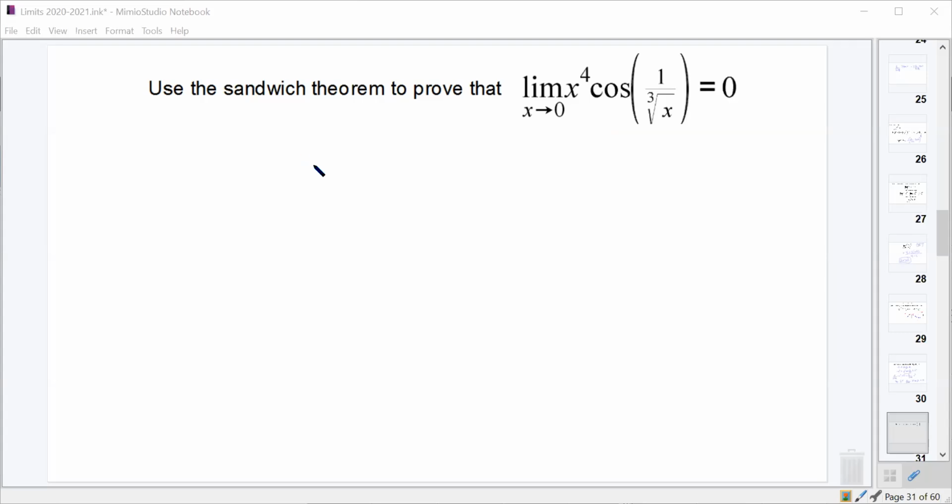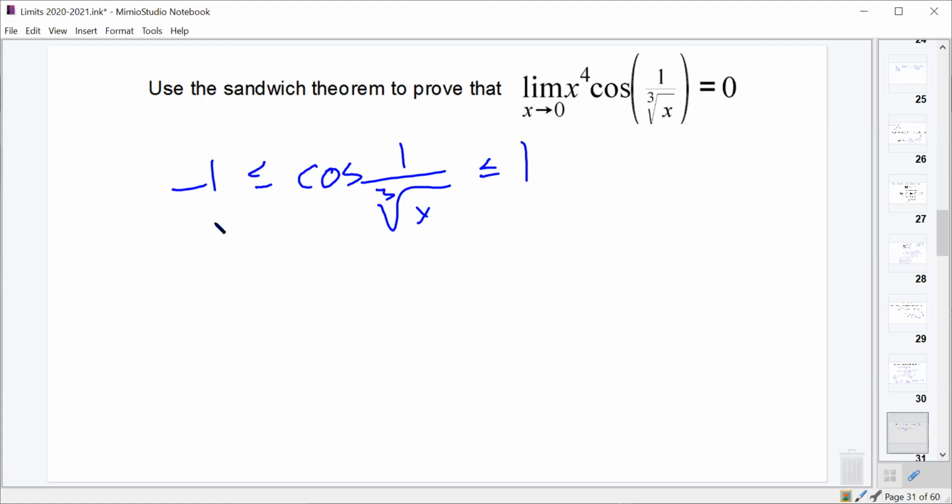Cosine is still between 1 and -1. Yeah, cosine is just the same as sine, right? It's always going to be between 1 and -1. Everybody agree with that? Take the cosine of any number, it's always between 1 and -1. So all we have to do is multiply all three pieces of that by x to the fourth.